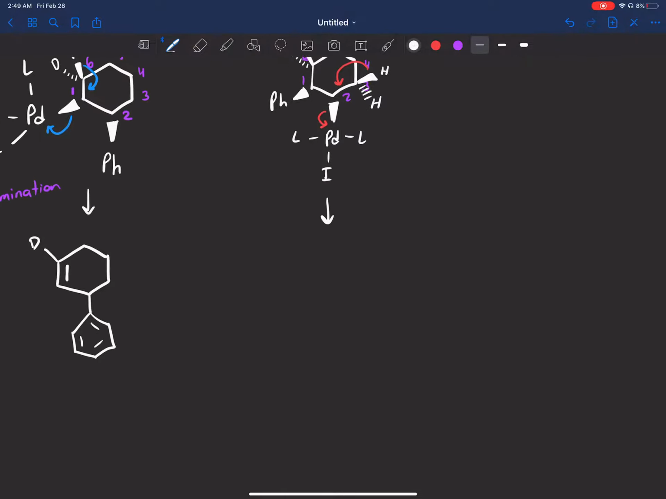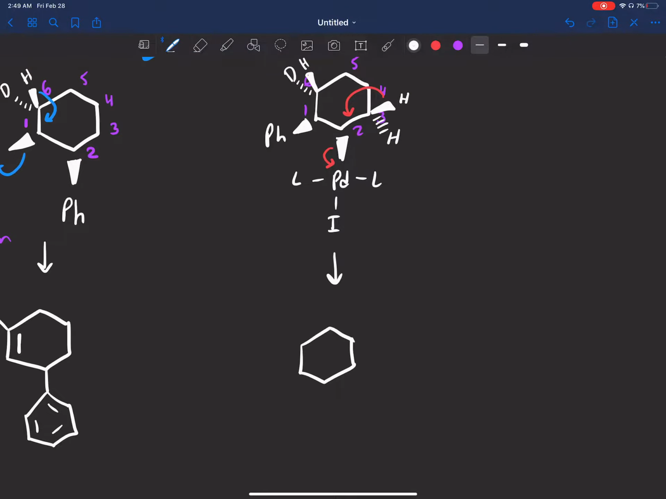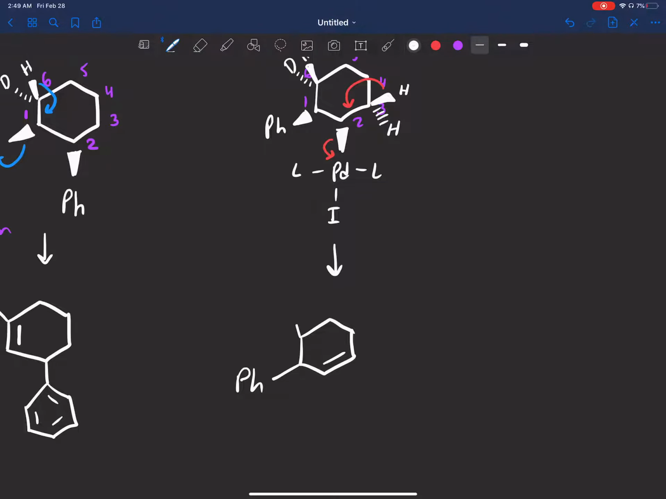And again, like I said, I'm going to skip that part in the hex cycle. And now my product looks like this. So we're going to form a double bond here, right? And my phenyl group is now on this carbon. And again, remember, at this point we usually don't show the stereochem for the phenyl.